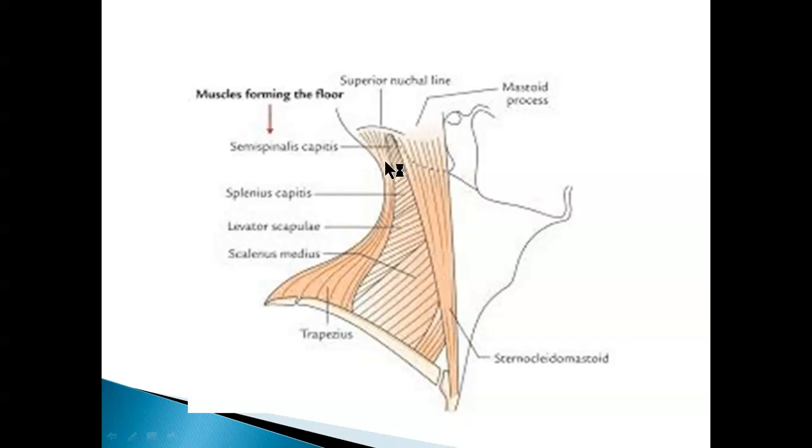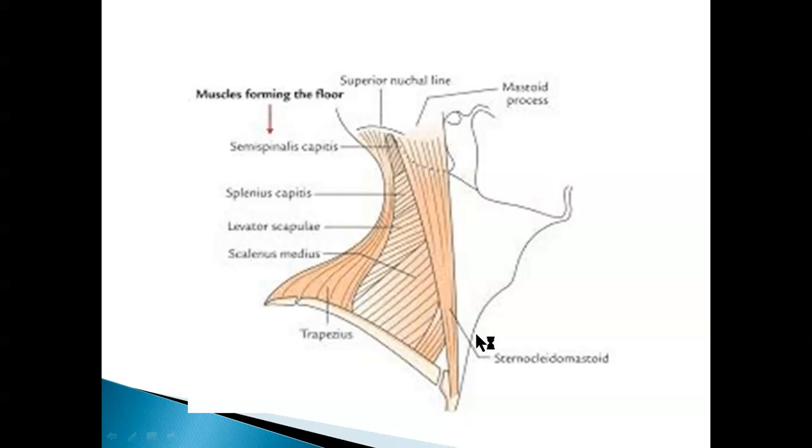Here we have the superior nuchal line, and we won't talk about the ligaments and everything. But a question can be asked: what is the floor of the posterior triangle? The floor of the posterior triangle is formed by three main muscles. Of course, semispinalis capitis, a very short muscle, can also be included. So four muscles we can say: semispinalis capitis, splenius capitis, levator scapulae, and scalenus medius, forming the floor of your posterior triangle. Of course, if this is the floor, the roof would be the investing layer of your deep fascia.